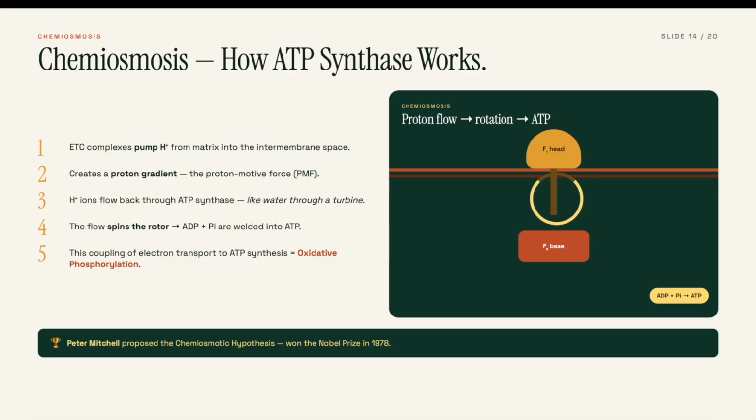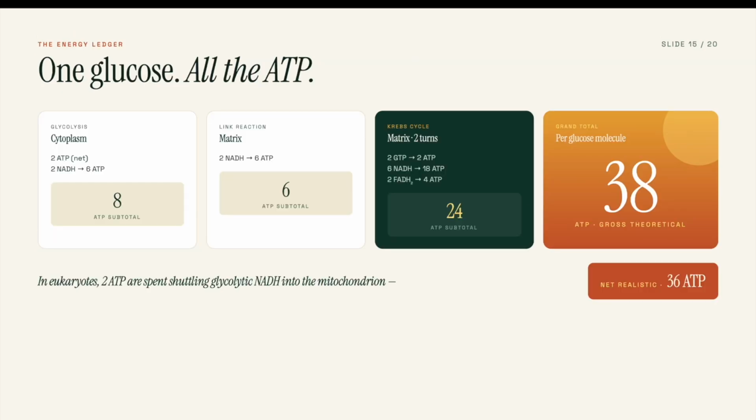This entire process, electron transport chain plus chemiosmosis, is called oxidative phosphorylation. Peter Mitchell proposed this chemiosmotic hypothesis and won the Nobel Prize in 1978. NEET loves asking about this. Let us now do the full accounting.